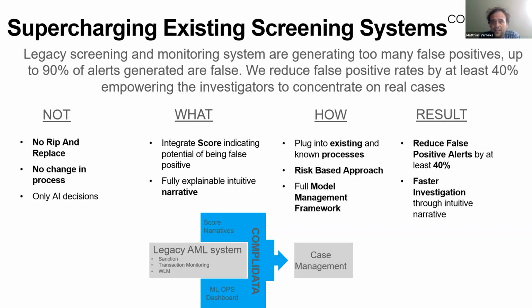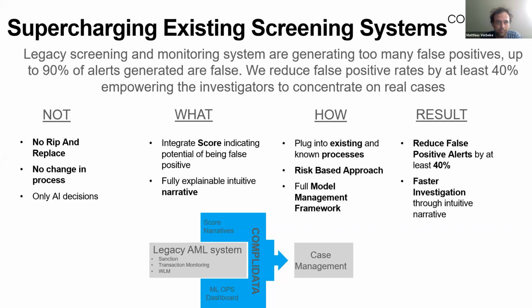And how we get to our results is that we will be able to reduce the false positives by at least 40%. But also making sure that the investigation of the actual alerts happens faster, as we are able to explain with more data what are the incremental data features that are creating this alert to be predicted a false positive or a true positive.